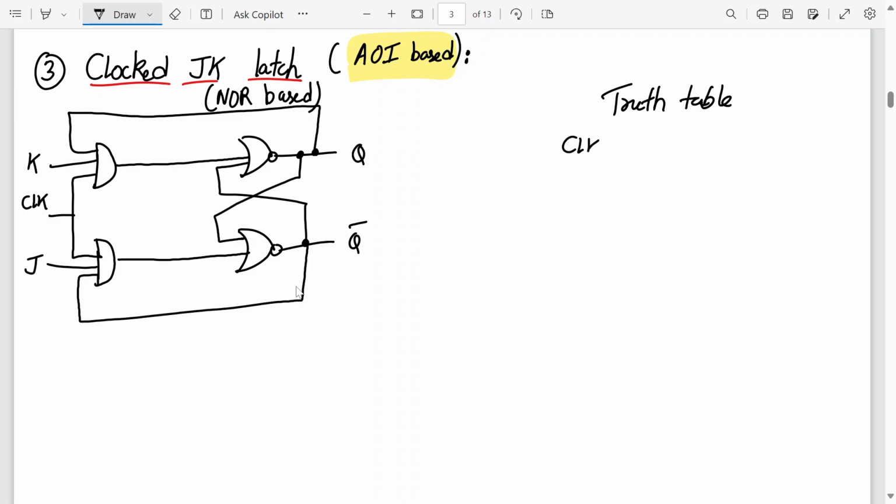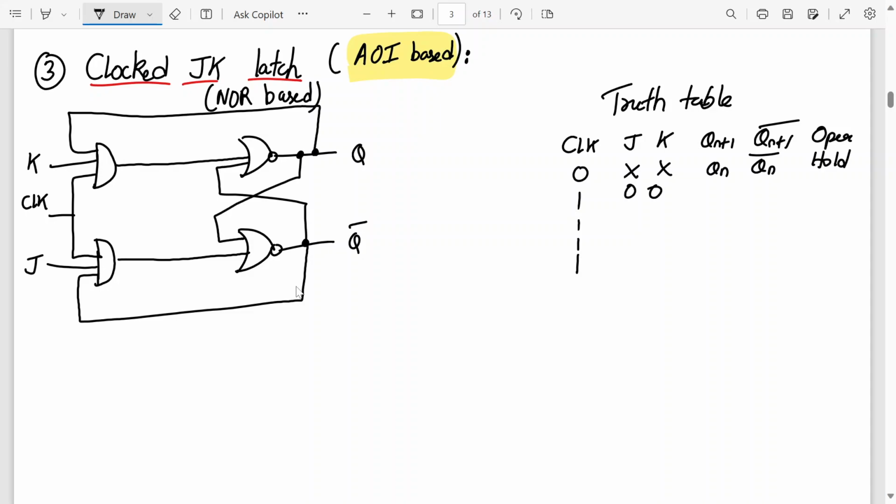So clock, J, K, Qn, Qn bar, and the operation. So when the clock is 0, irrespective of the inputs, the output will be holding the previous state. Then 1 1 1 1 0 0 0 1 1 0 1 1. This 0 0 is again holding the previous state. 0 1 will be, output will be 0, Q bar will be 1, and this is reset.